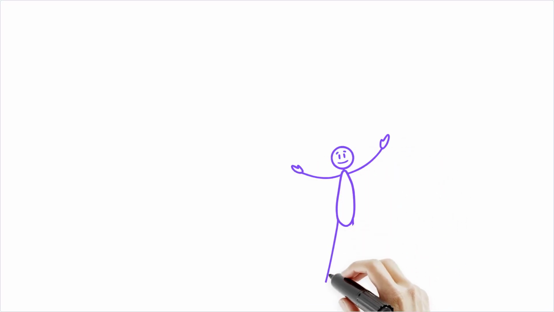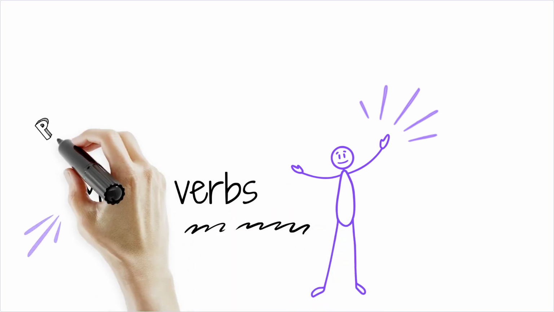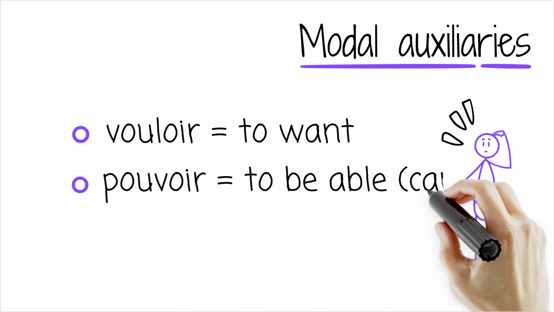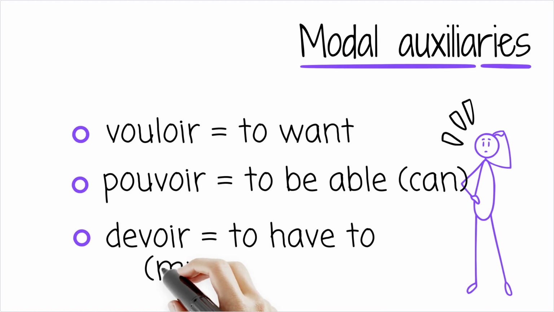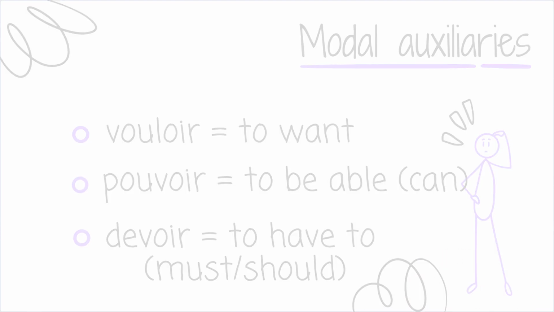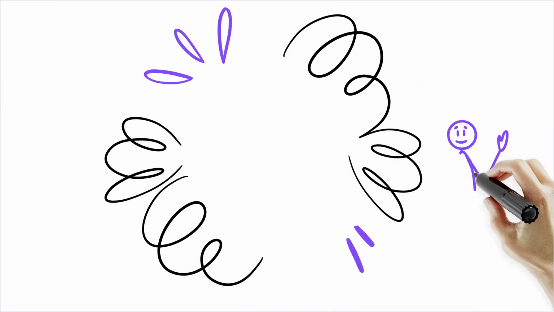So, in this video, I'm going to teach you how to use modal verbs in the present tense. So, our three main modal auxiliaries, or modal verbs, are vouloir, to want, pouvoir, to be able, and devoir, to have to. So it's important to know that modal verbs are always followed immediately by an infinitive.